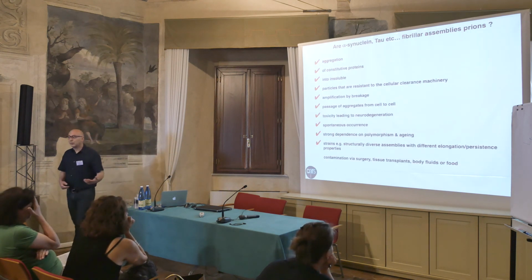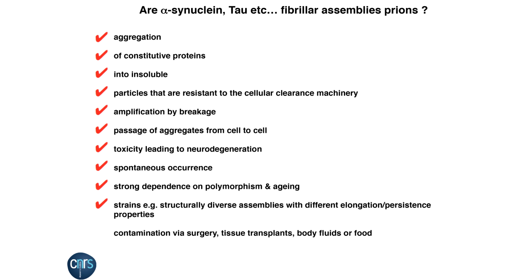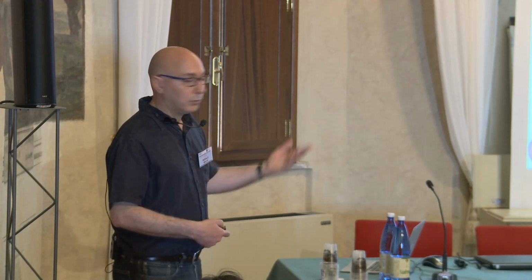So what I told you is that essentially all of these proteins resemble prions. These are constitutive proteins that aggregate into insoluble particles that resist the clearance machinery to different extents, meaning that in some cases we can get rid of some of these aggregates, and in some cases we can't because they are so resistant to proteolysis. They amplify by breakage. They pass from cell to cell. There is a toxicity that could lead to neurodegeneration. They occur spontaneously, although there is a strong dependence on aging, polymorphism, point mutations, or overexpression.